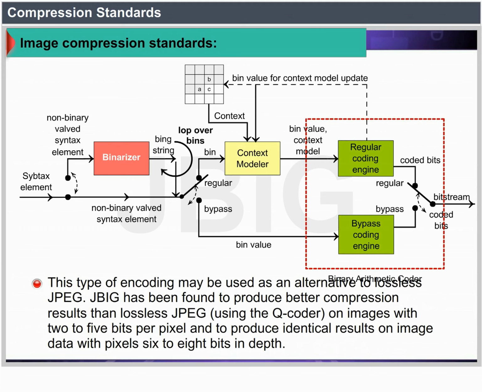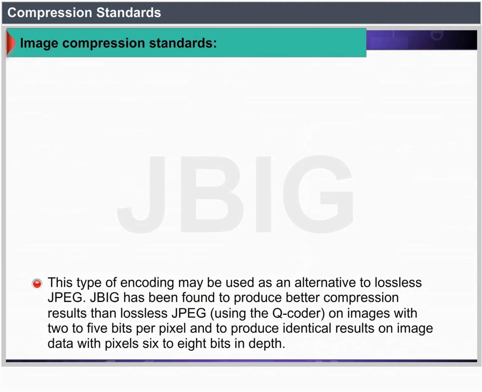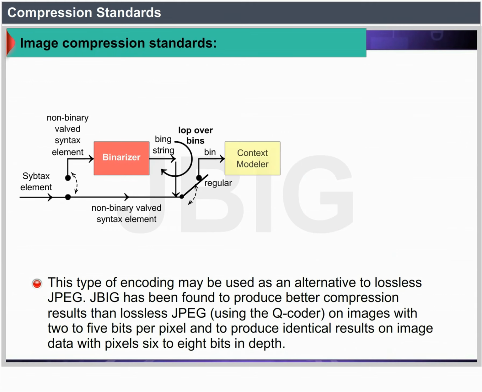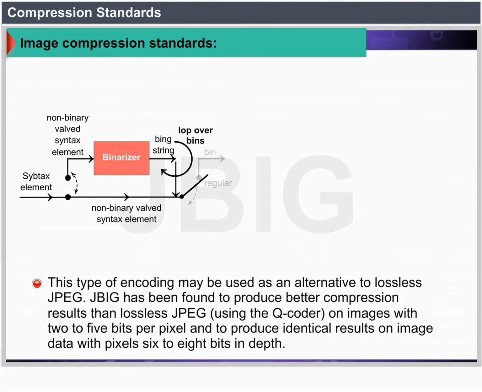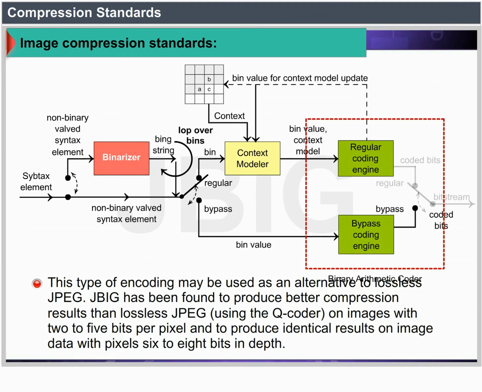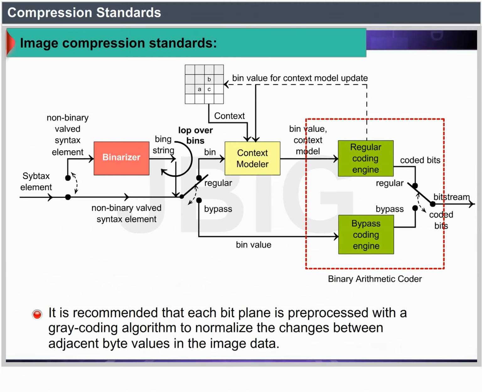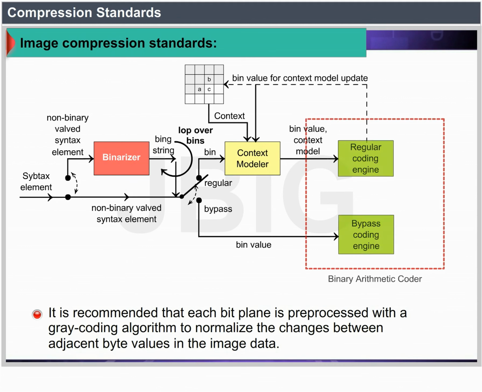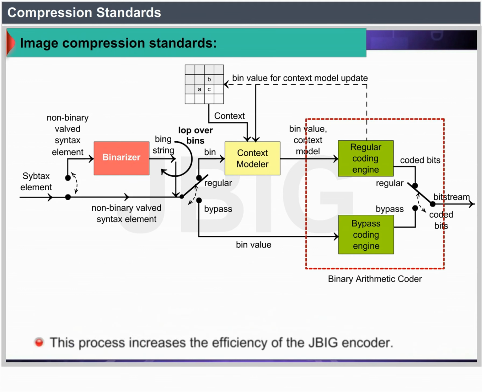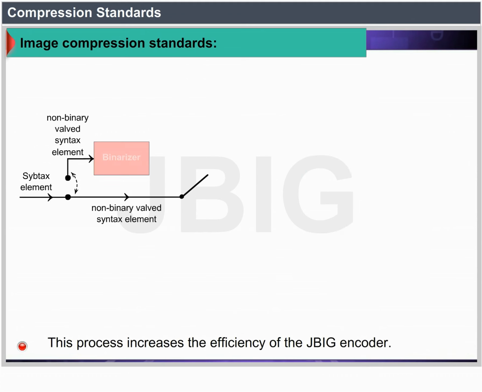JBIG has been found to produce better compression results than lossless JPEG using the Q coder on images with 2 to 5 bits per pixel, and to produce identical results on image data with pixels 6 to 8 bits in depth. It is recommended that each bit plane be pre-processed with a gray coding algorithm to normalize the changes between adjacent byte values in the image data. This process increases the efficiency of the JBIG encoder.